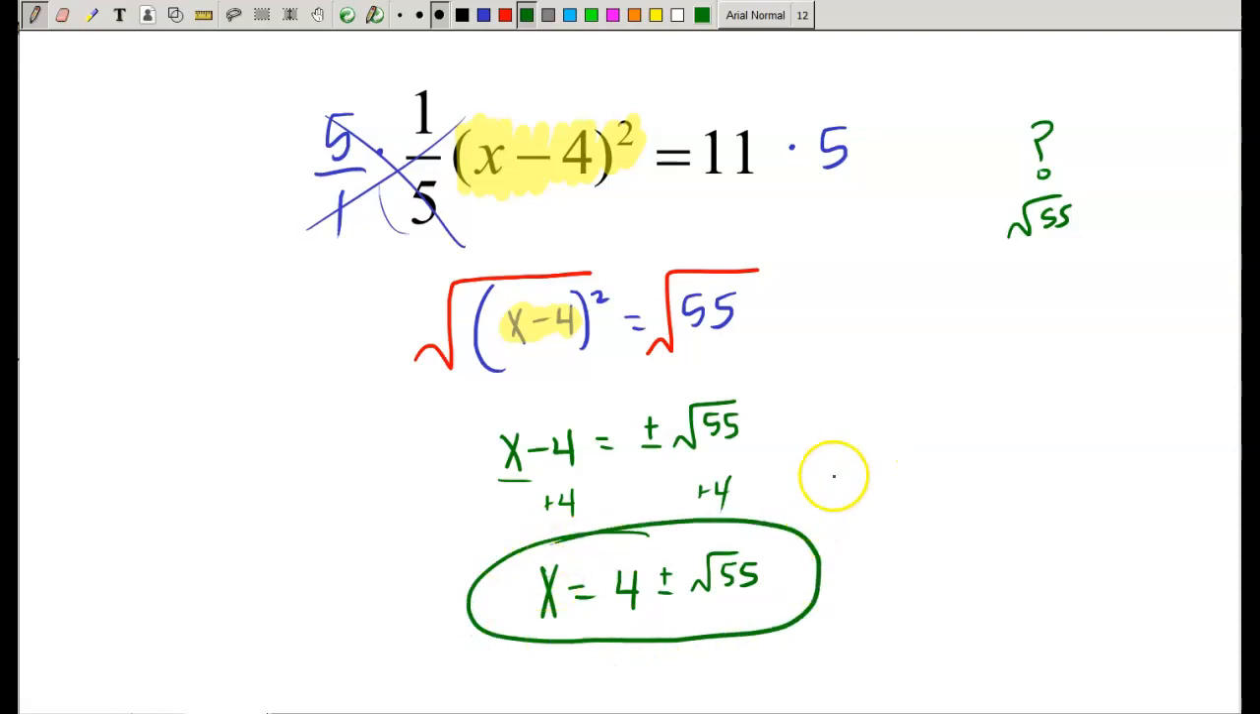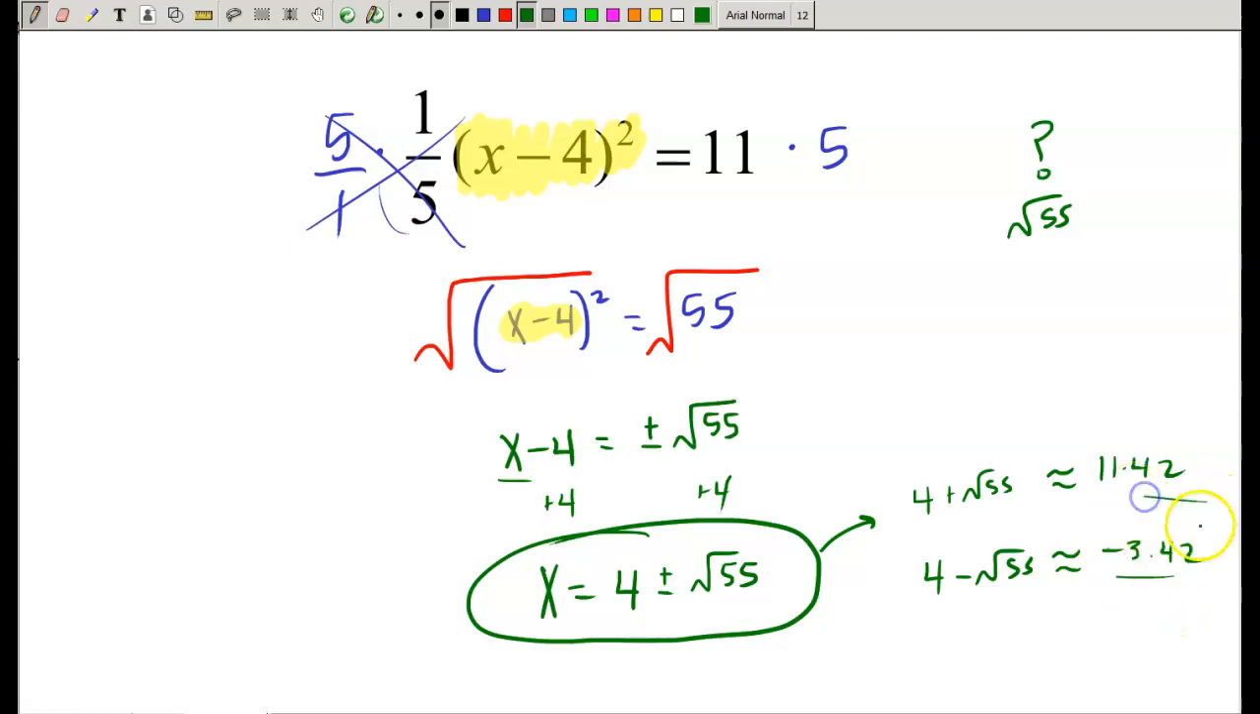There's actually 2 answers really embedded into this. We're saying that x can be 4 plus root 55, or x could be 4 minus root 55, which of course have some kind of approximate values. 4 plus root 55 is about 11.42-ish, and 4 minus root 55 is about negative 3.42. Those are approximations, so those 2 values still exist there.